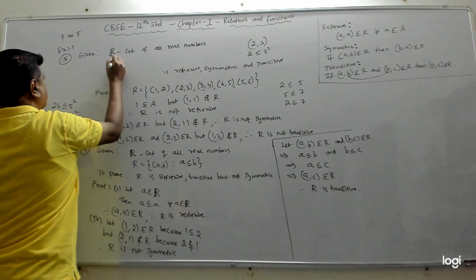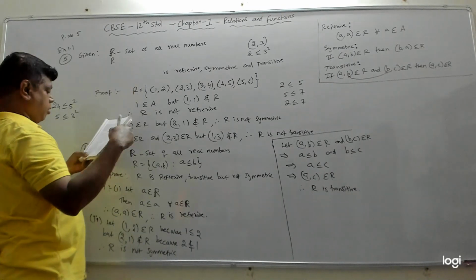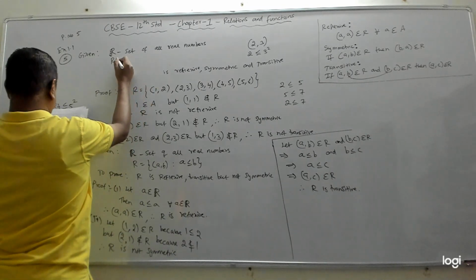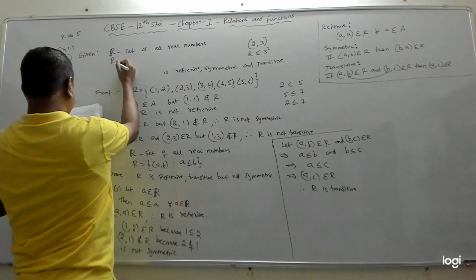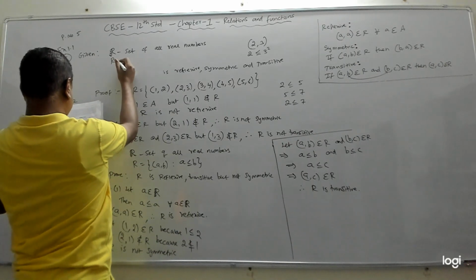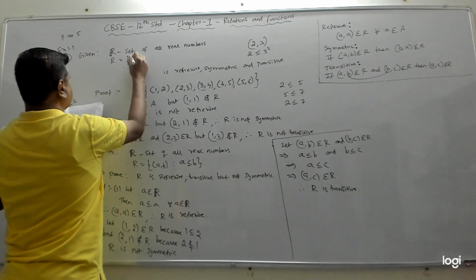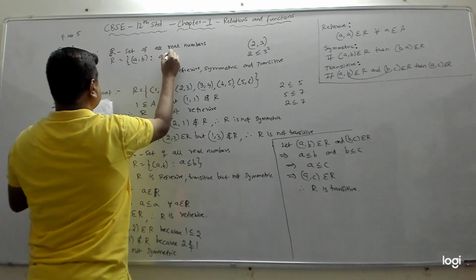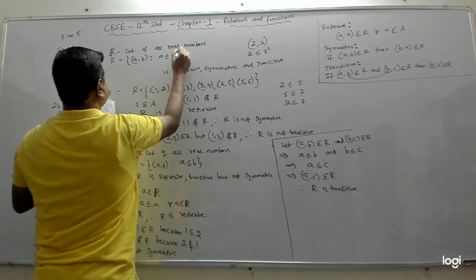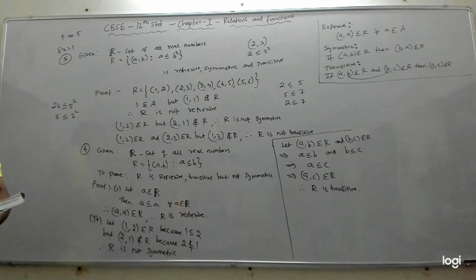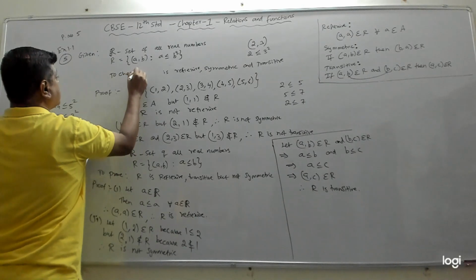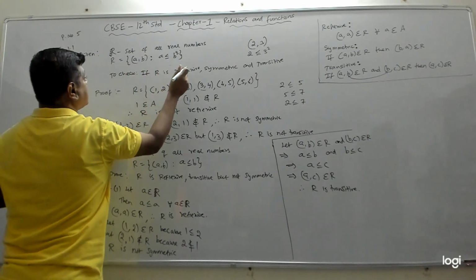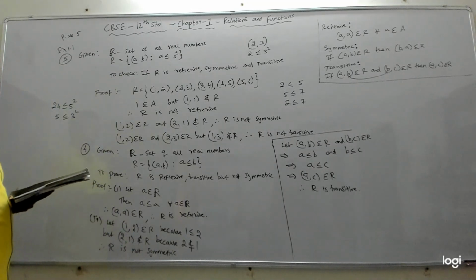And the relation R is defined as, so this fifth problem is similar to the second problem that we did. Exactly, we have to follow the same logic. R is defined as the set of all (A, B) such that A is less than or equal to B cube. Now what we have to check is if R is reflexive, symmetric, and transitive.